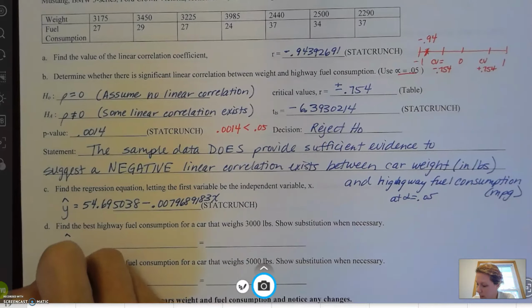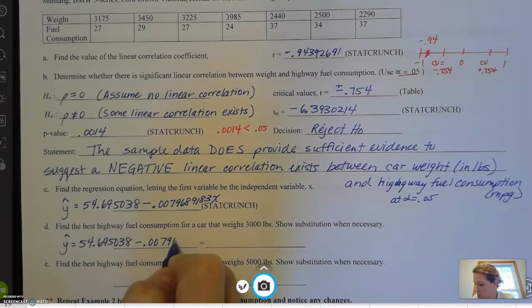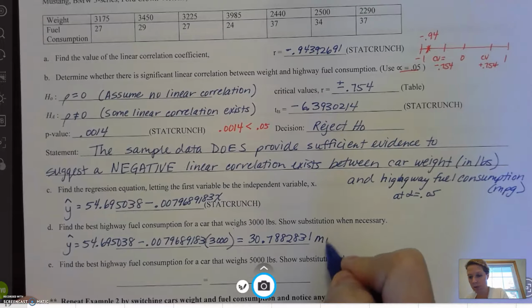We're going to write y hat equals 54. I'm going to rewrite everything from the first equation, except instead of x, I'm going to put the 3,000 pounds. Equals, and then I get my calculator. So on our calculator, we're going to put that all in, 54.695038 minus 0.007968918 times x, which is 3,000, and we hit enter. And so we're going to get 30.78882831. And our units, remember, we're predicting the fuel consumption, so this would be in miles per gallon.